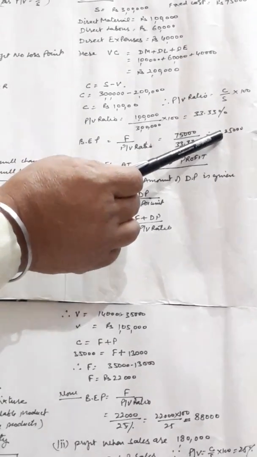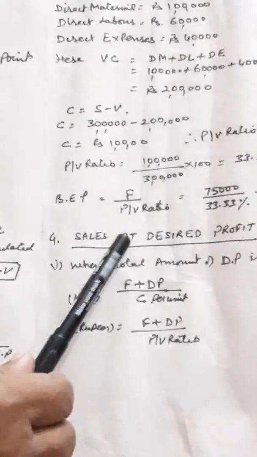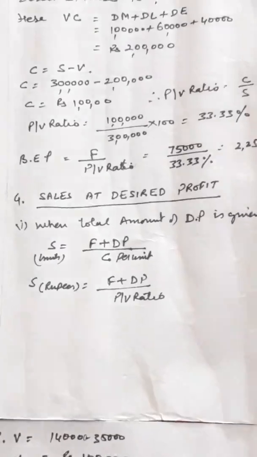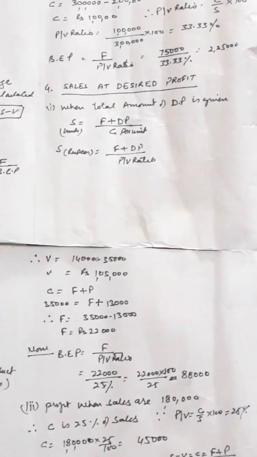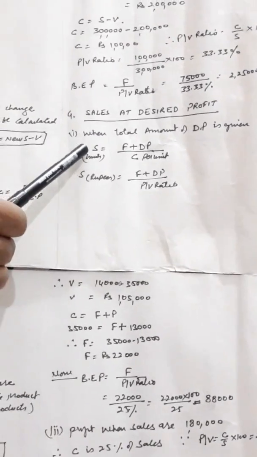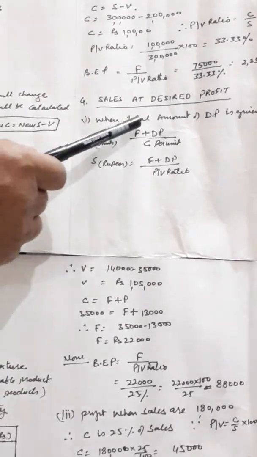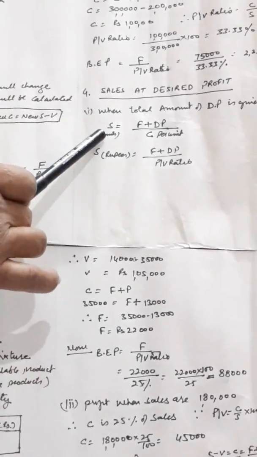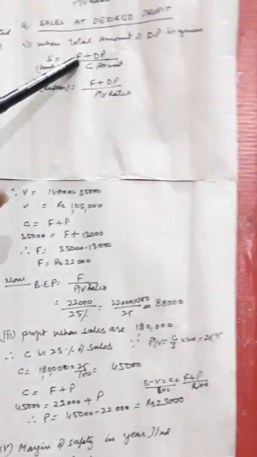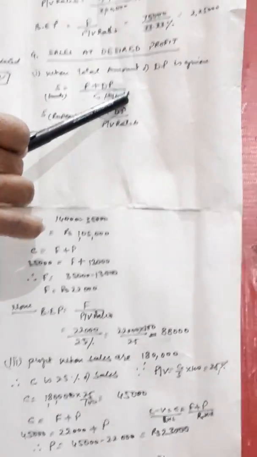It works out to be 2,25,000 rupees. Next, fourth important term is sales at a desired profit. At different levels of sale, how much profit we will earn will be calculated with the help of the following formula. Number 1, when the total amount of desired profit is given in a question and we are to calculate sales in units, the formula will be fixed cost plus desired profit upon contribution per unit.